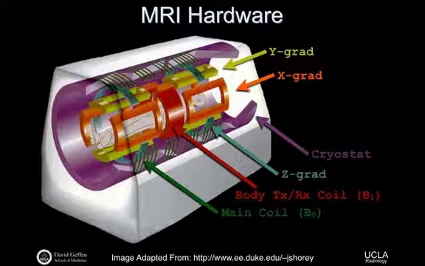What we care about here is that this B1 system, which we usually call the body transmit system, can, under some circumstances, be used for reception as well. But what we care about today is this hardware component in the middle here, which is the body coil. It's the B1 system, and it generates the RF pulses.